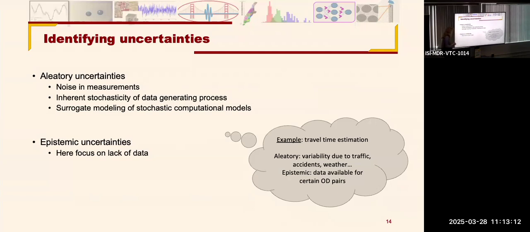So that's the aleatory uncertainty, and then the epistemic uncertainty, in the machine learning realm, comes from lack of data.